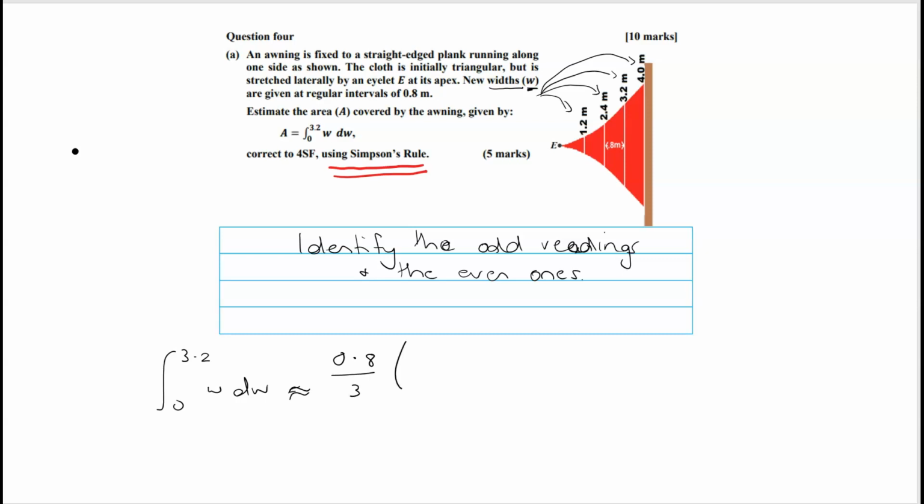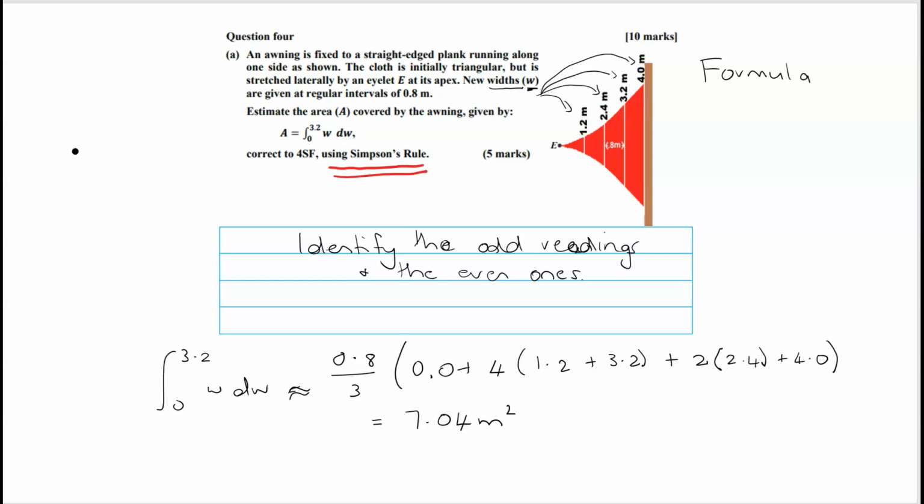and it's over 3, times then 0 times 0 plus 4 times then the odd ones plus 2 times the even ones, so 1.2 plus 3.2, and then 2 times, what are we up to, 2.4, and the last one. That's all you have to do, and then just work it out, and it will be 7.04, and it's an area, so you need to have the units squared. So the formula is given, and put the numbers in, do the arithmetic, punch out the answer. So usually it's a really easy 5 marks.